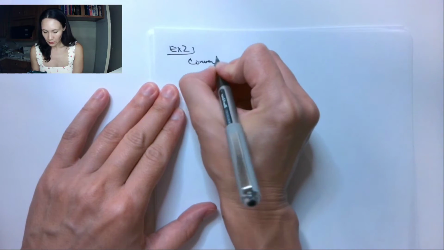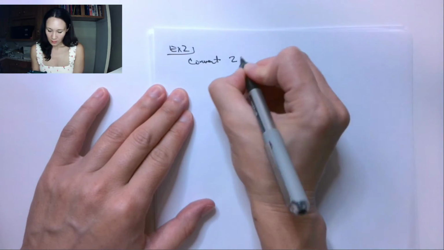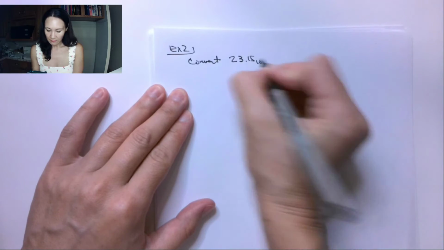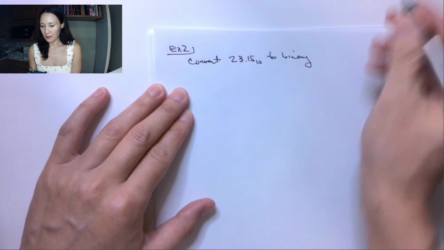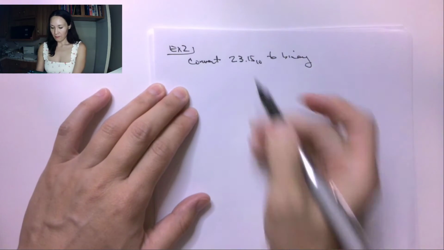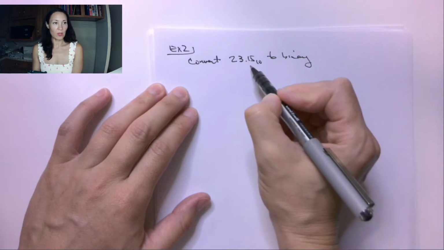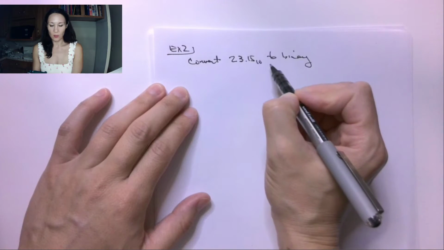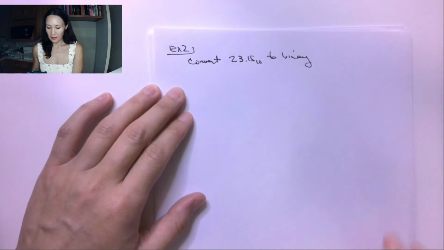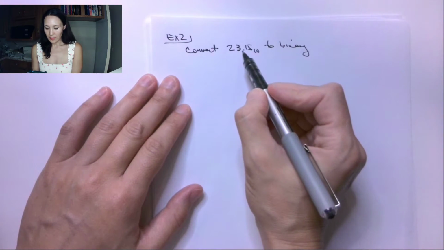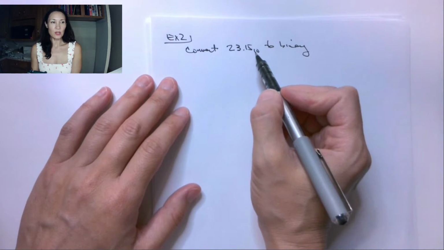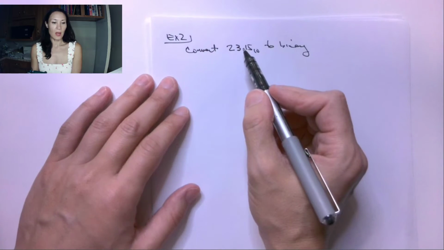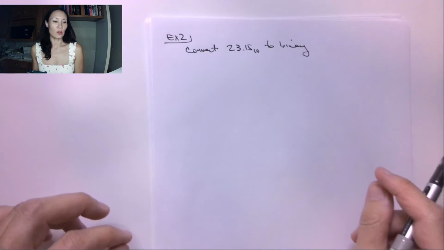Suppose we want to convert 23.15 from decimal to binary. The last example we did didn't have a whole number component, only a fractional component less than 1. Now we've got a part that's larger than 1 and a part that's smaller than 1. So we're going to take this number and split it up into two parts.